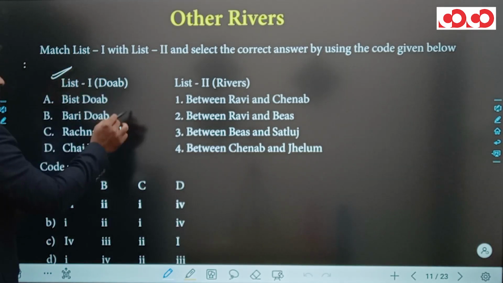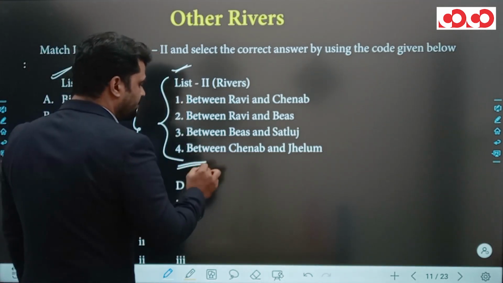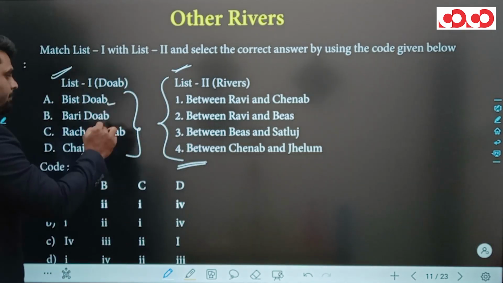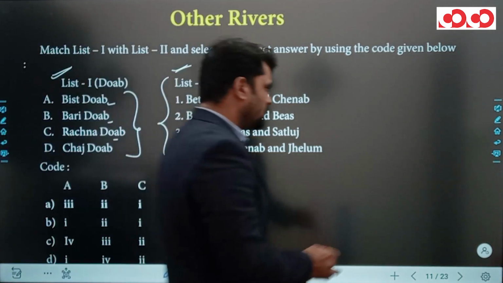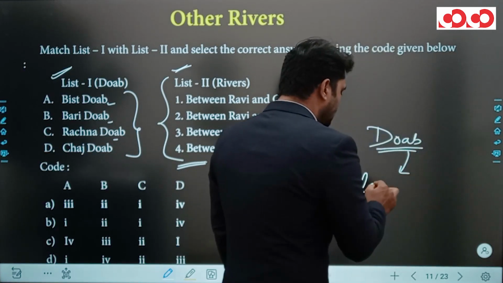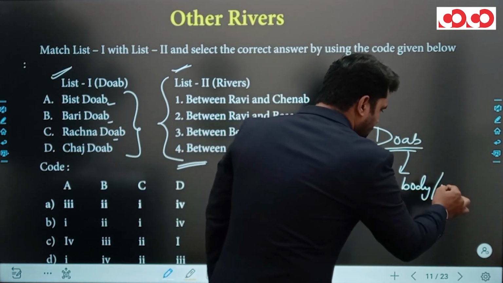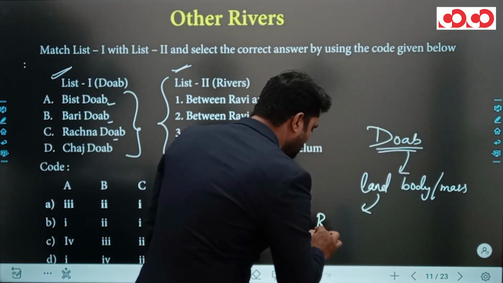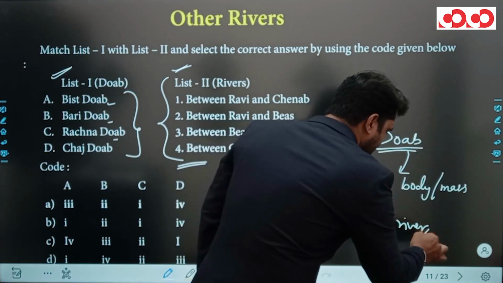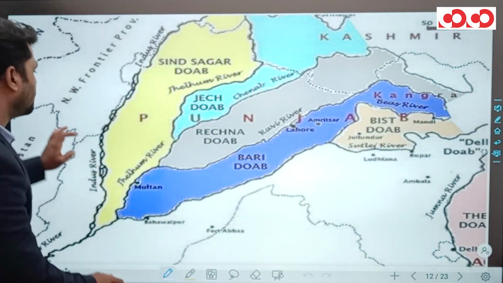In list 1, you are seeing different doabs, and in list 2, you are seeing the rivers between which these doabs are present. Clear? Take Bari Doab. What is a doab? First, we need to understand what a doab is. Clear? A doab is a land mass between two rivers, and you can see major doabs in the Himalayan region with Himalayan rivers.